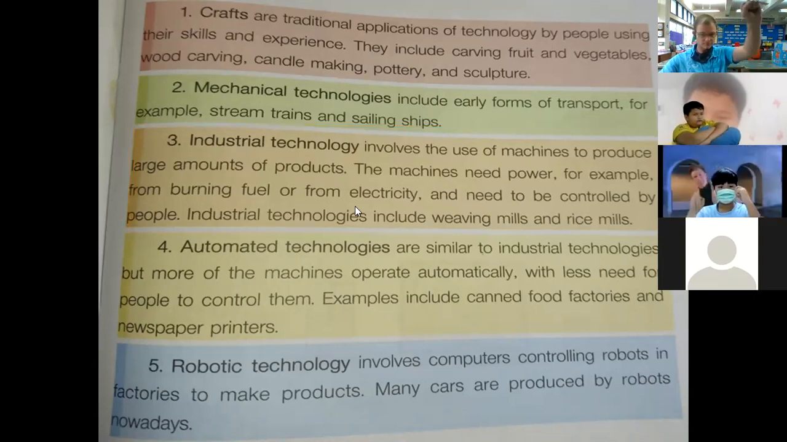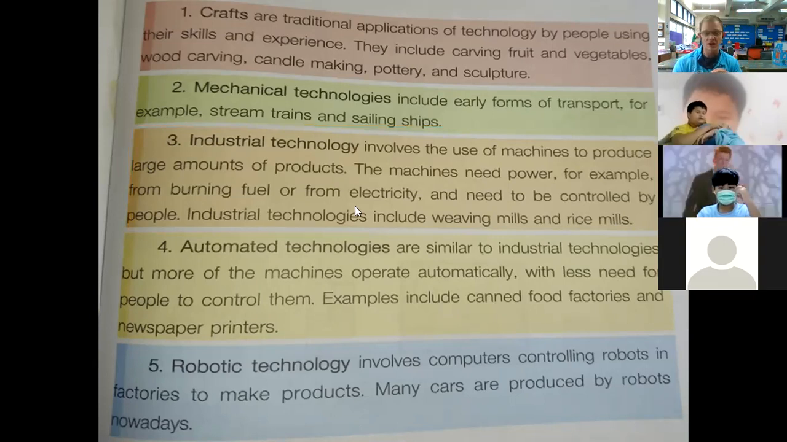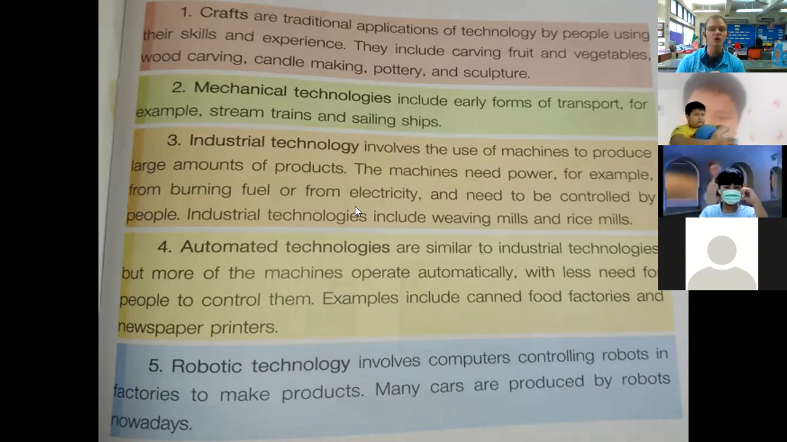Number 4, automated technologies are similar to industrial technologies, but more of the machines operate automatically, with less need for people to control them. Examples include canned food factories and newspaper printers.